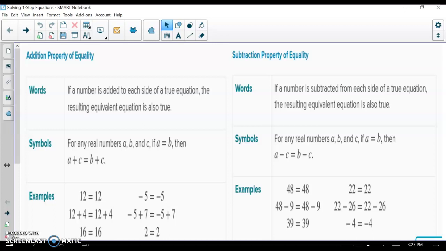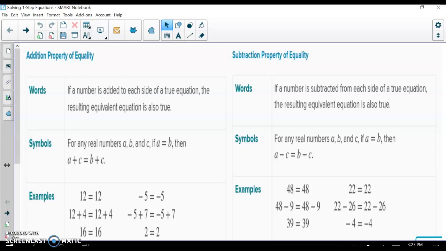So first we have the addition property of equality, which means if a number is added to each side of a true equation, the resulting equivalent equation is also true. The symbols for that is for any real numbers a, b, and c, if a is equal to b, then a plus c is equal to b plus c.